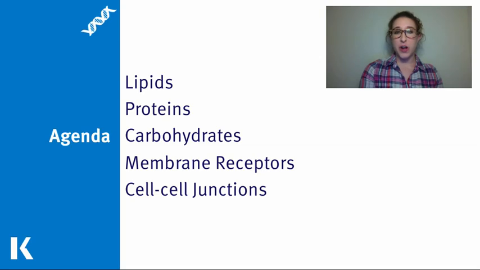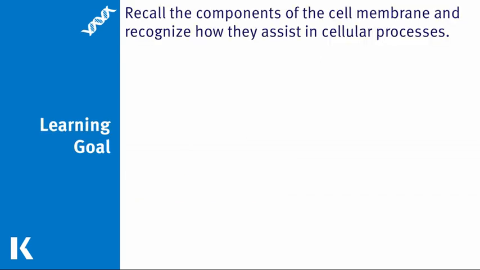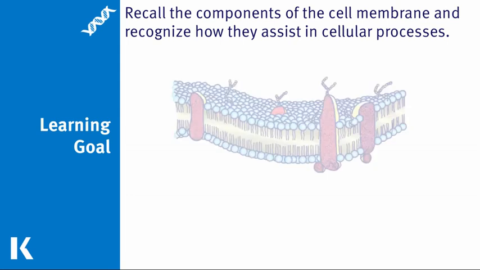This video covers all the most important parts of the cell membrane, including lipids, proteins, carbohydrates, membrane receptors, and cell-to-cell junctions, all of which help each other out and make sure cells work properly. The main goal for this review is to remember the major parts of the cell membrane and what they do to keep the cell working the way it's supposed to.